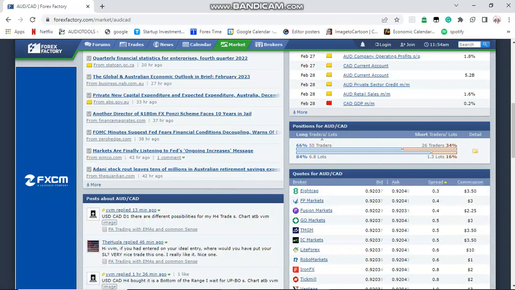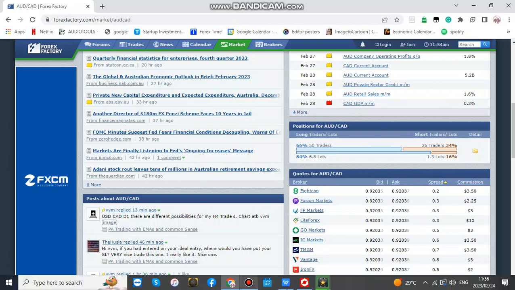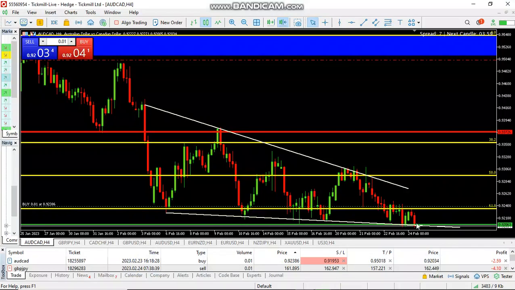The positions that are open on the Aussie CAD: the majority of the traders are long. There are 50 traders in there that are long. Lot sizes are also quite big, 6.8 lot sizes, so it is big. So there are more traders buying this position, which also tells me that yes, I am looking for a buy position over here.